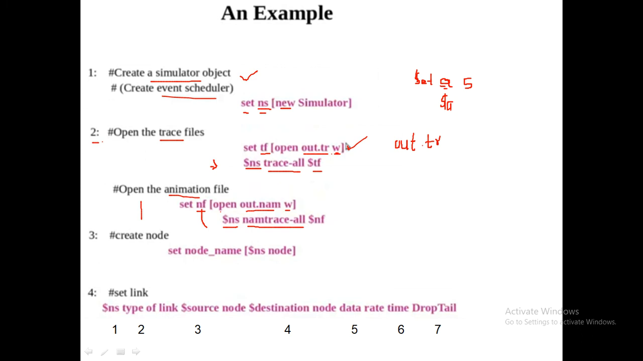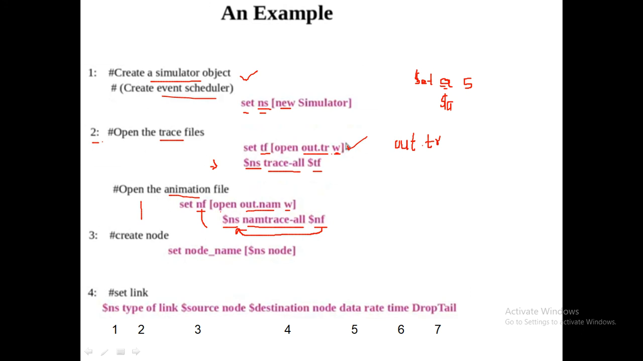See here, tf was a trace file, so $ns trace-all. Now here nf is what? Animation file, nam file, network animation file. So the command here you are going to use is namtrace-all, again $nf. nf is the object you have created. You link this nf to your network simulator object ns. The command is $ns namtrace-all $nf. So this second step is over.